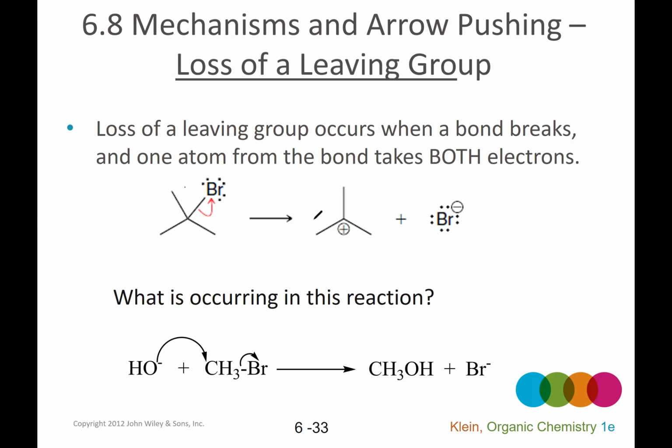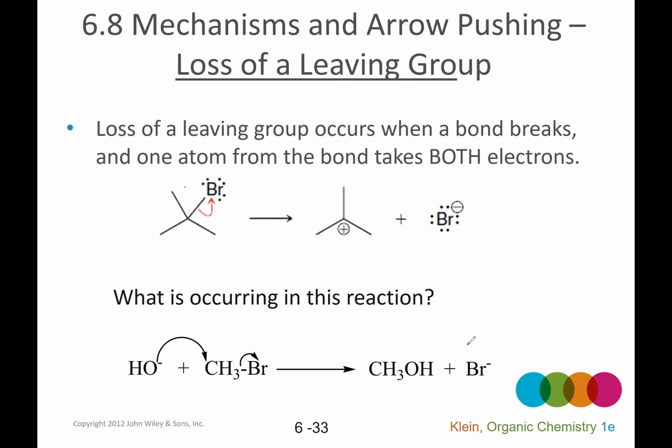So let's take a look at this example here, a little more complex example at the bottom of the slide. So let's take a look at what's happening here. If you look at the reaction, we have hydroxide ion and methyl bromide. And if you look at the products, you see the bromide ion has been expelled. So we've gotten loss of a leaving group. And the hydroxide ion is now attached to the carbon. So we've also got nucleophilic attack.